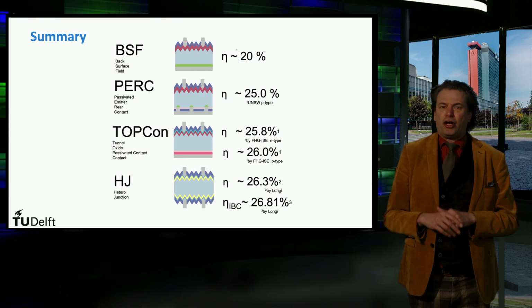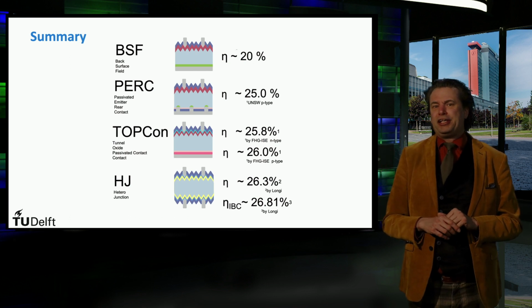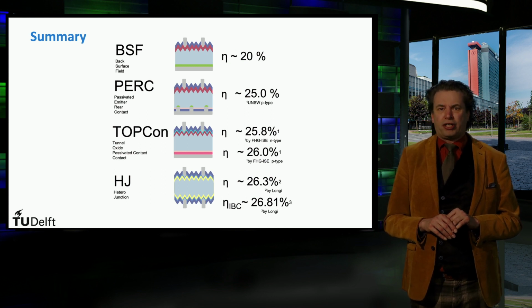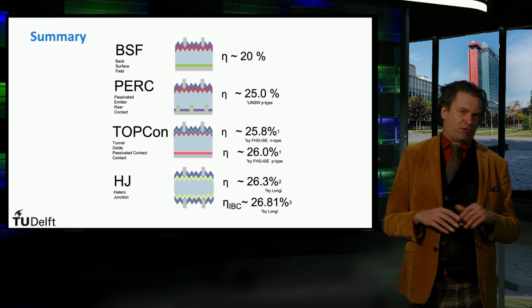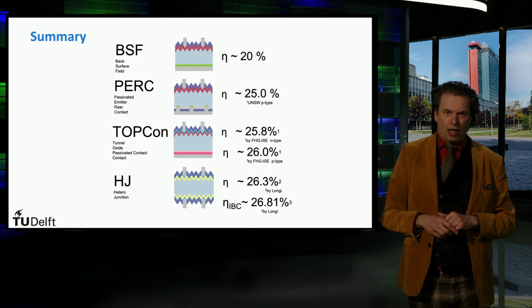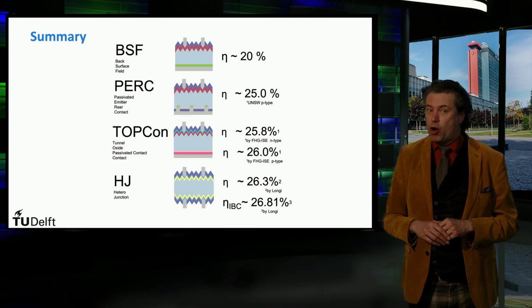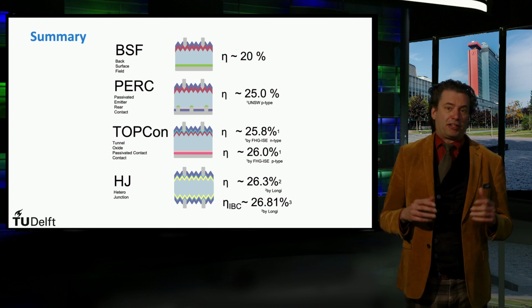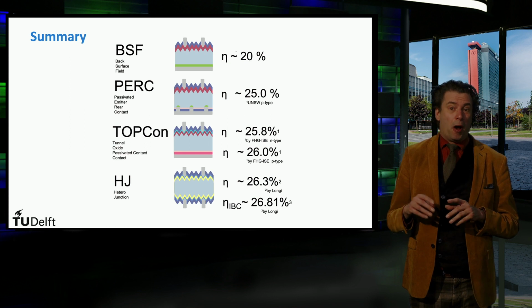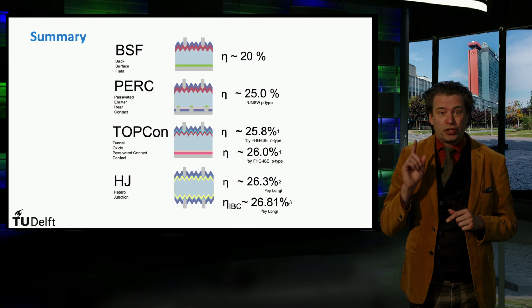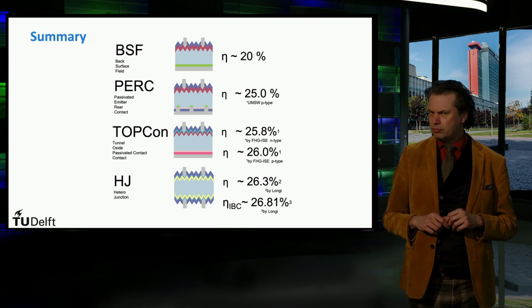The back surface field conversion efficiencies are in the order of 20%, and the PERC solar cells have efficiencies in the order of 25%. Fraunhofer ISE has demonstrated record efficiency for the TOPCon concept, 25.8% using an N-type wafer and 26.0% using a P-type wafer.